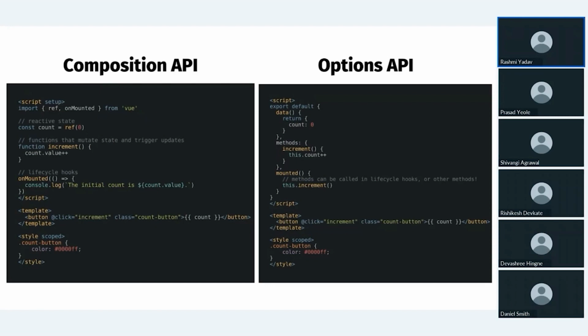And then moving on to the compositions versus options. So this is the structural difference. Inside the composition, what we are doing, we are defining the setup, and inside setup, we are importing some methods and lifecycle hooks, and we are defining our states, methods, and lifecycle hook also.